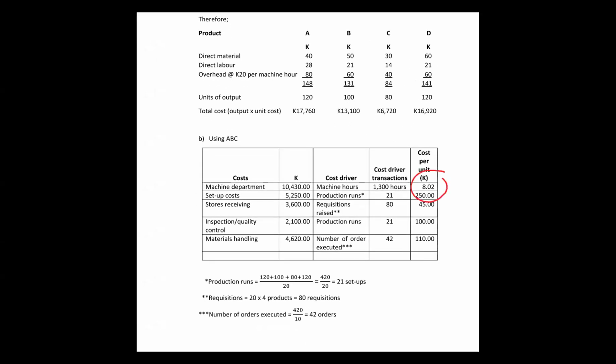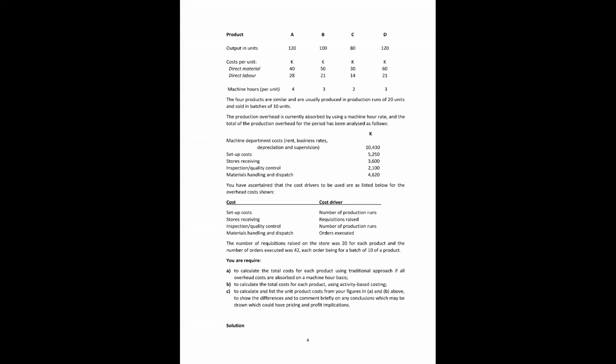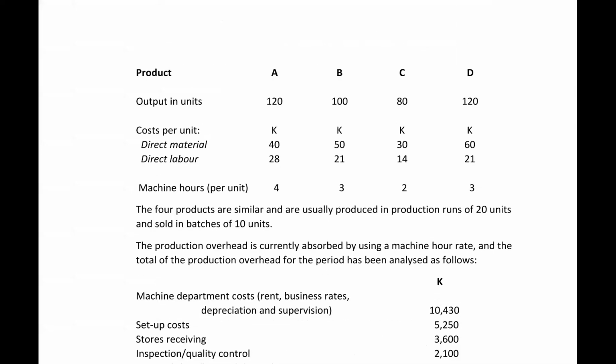It is 8 kwacha 20. So before you multiply by that, because we want to know the number of hours per product for each product, you have to go back to the data and see how many hours are allocated for each product and multiply by the number of units.